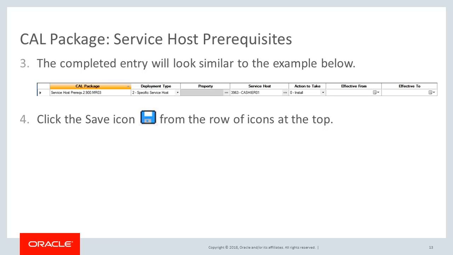You will be returned to the Deployment Schedule screen. Verify that the Service Host Prereqs package is the desired version, and that the action to take is set to Install. Save this by clicking on the disk icon from the row of icons at the top of the EMC module.